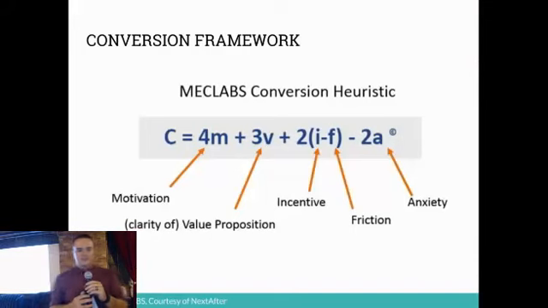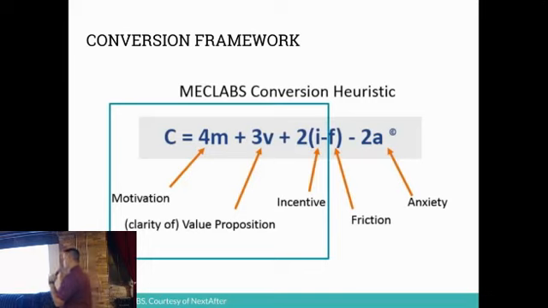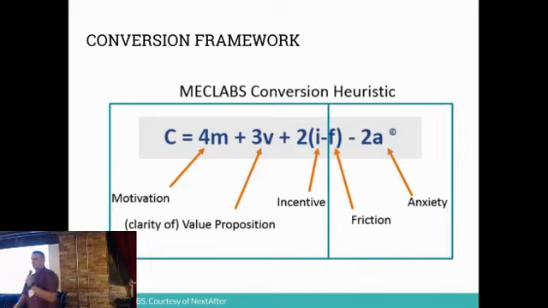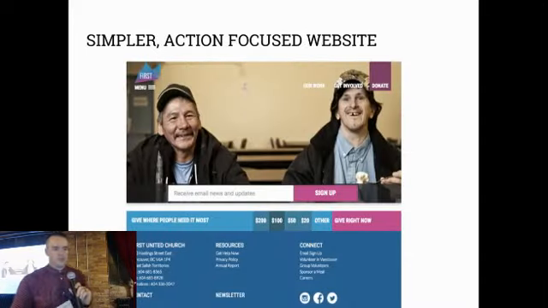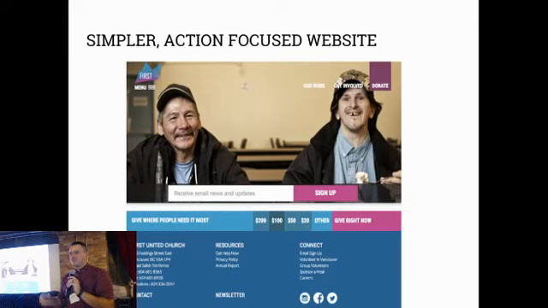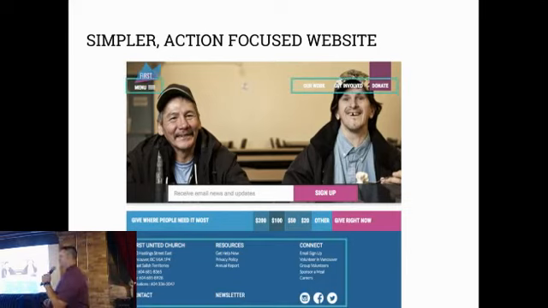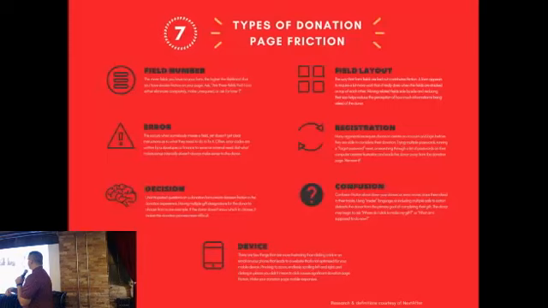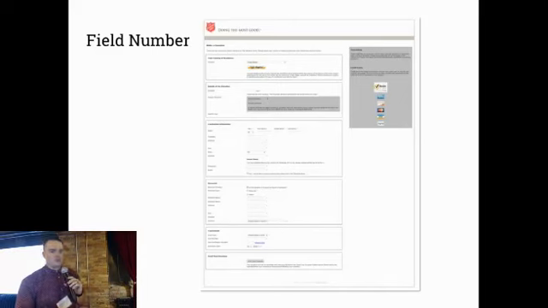All right, now we get into some reduction of friction and donation pages. So just a reminder, here's our conversion, right? Motivation, clarity, incentive is greater than friction minus anxiety, and people will donate. We talked about simplified websites. I was talking with Elaine, trying to simplify sites so you don't have tons of content, tons of action, more focused pages. All right, so 7 types of donation page friction. We'll go through these, and then this is some of what we'll do when we optimize these pages.